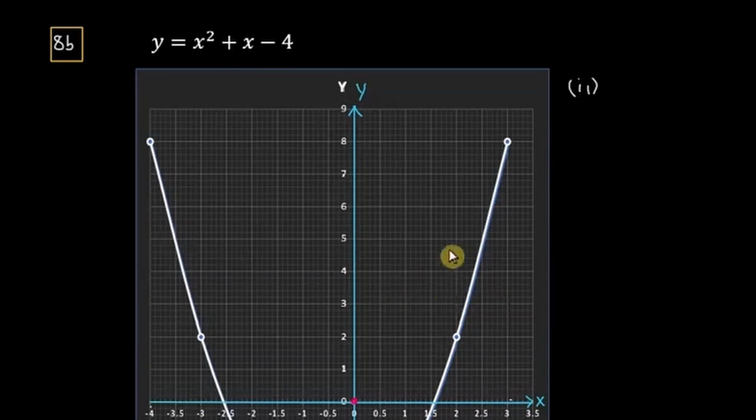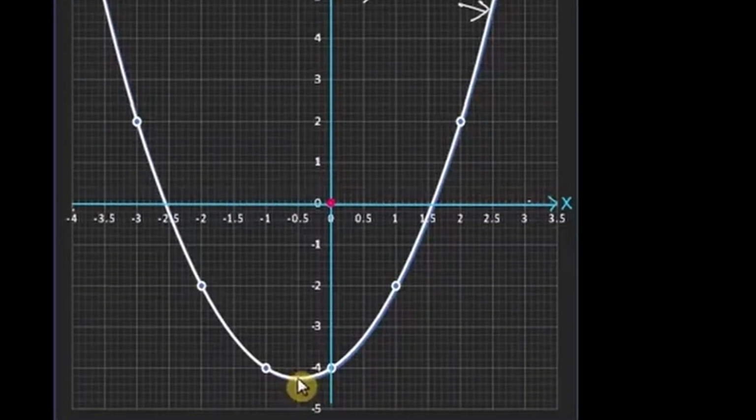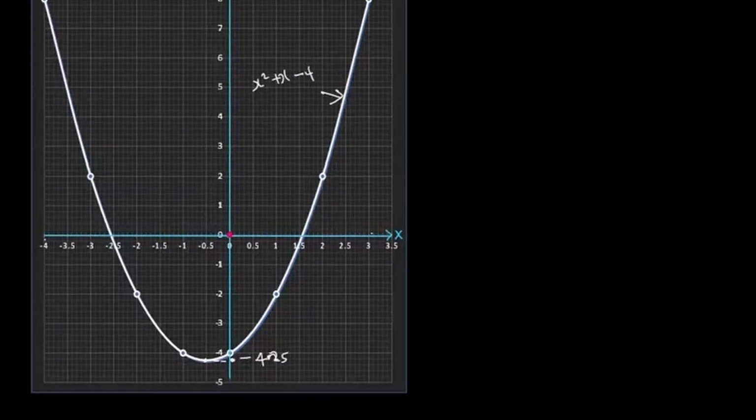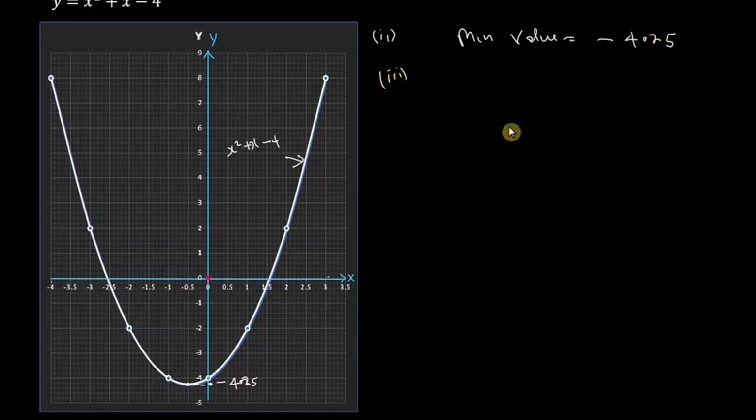Part 2 is asking to write down the maximum or minimum value of the function. This function is described by the equation x squared plus x minus 4. The minimum value of the function, or the lowest value of the function, is all the way down here, and it is read directly from the graph as negative 4.25. And part 3 says, using a ruler, draw the axis of symmetry on the graph.